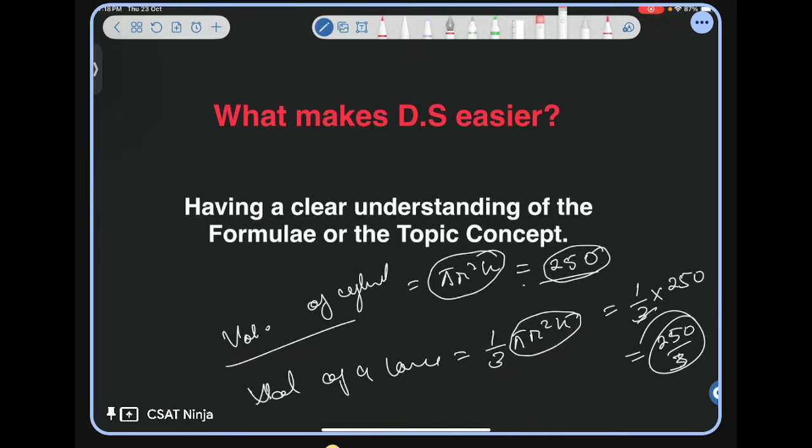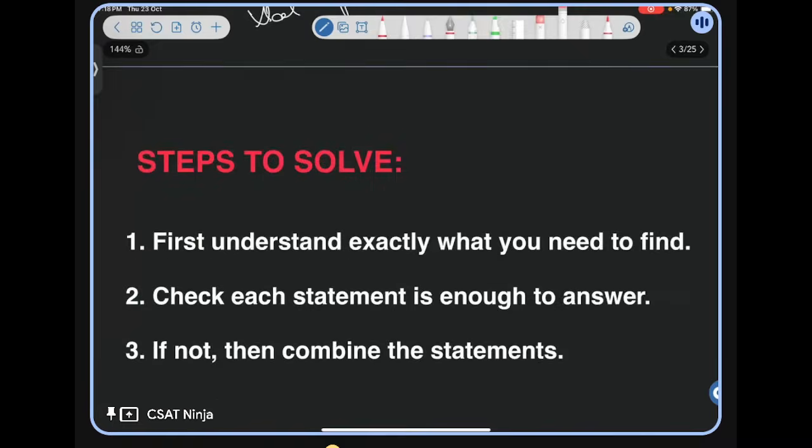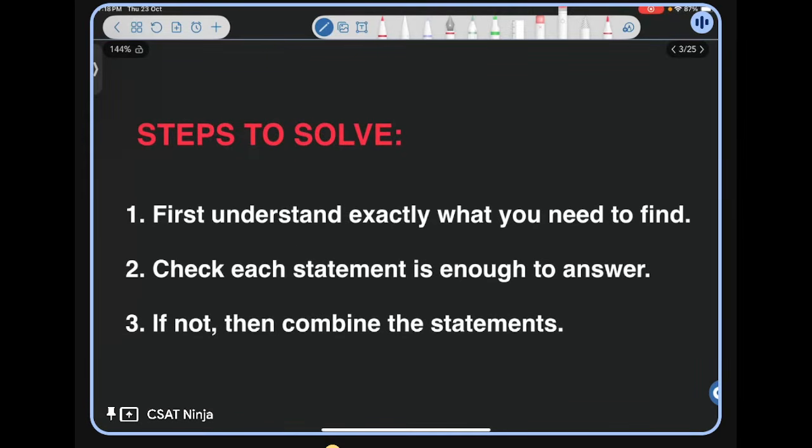Okay, so that kind of topic, I think we have done regarding the mensuration topic as well as all the topics. So let's start with the topic here. How do we solve data sufficiency then? The first thing is to understand what exactly is asked, or what you need to find. So first you read the question and understand what is asked in the question, or what you need to find.